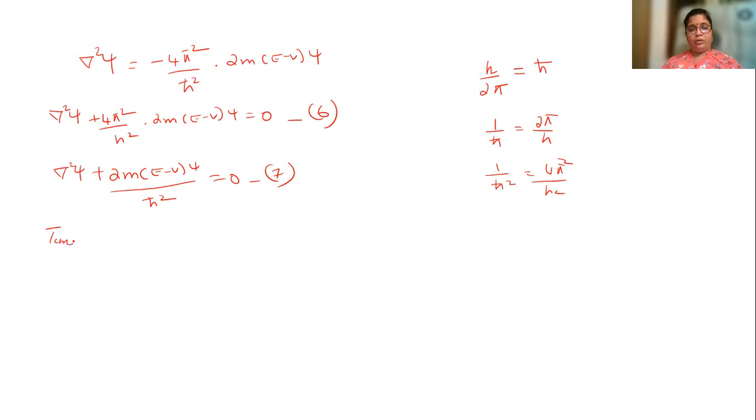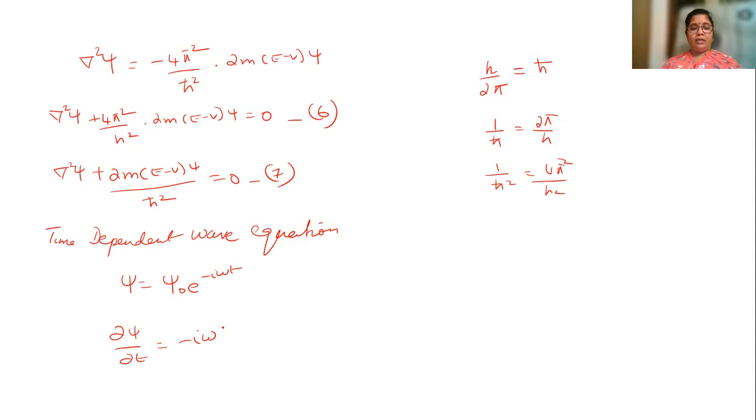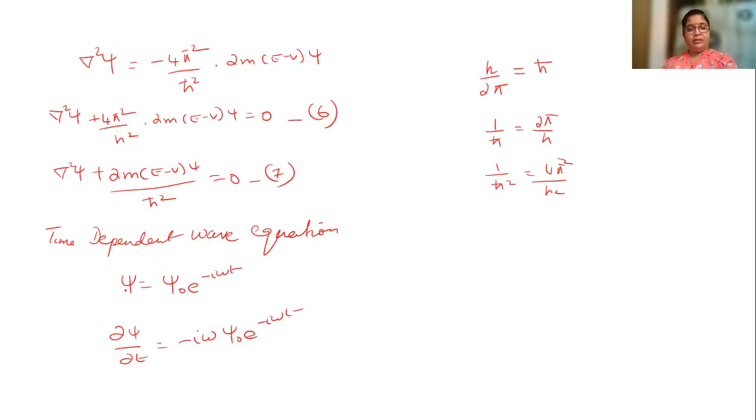We will now go into the time dependent wave equation. For this, let me again start with the equation psi is equal to psi naught exponential minus i omega t. What is dou psi by dou t? We have already seen dou psi by dou t is equal to minus i omega psi naught exponential minus i omega t. I can write this as dou psi by dou t is equal to minus i omega into psi. Why? Because psi naught exponential minus i omega t is psi.